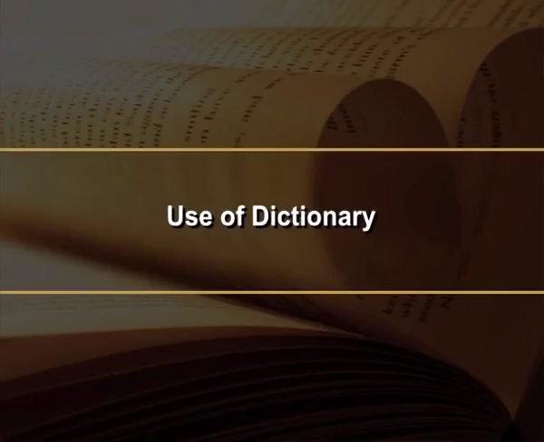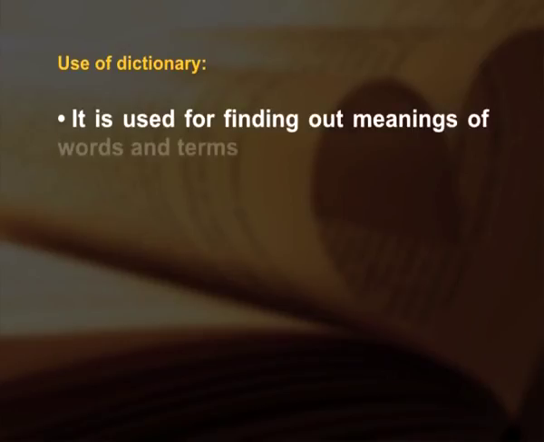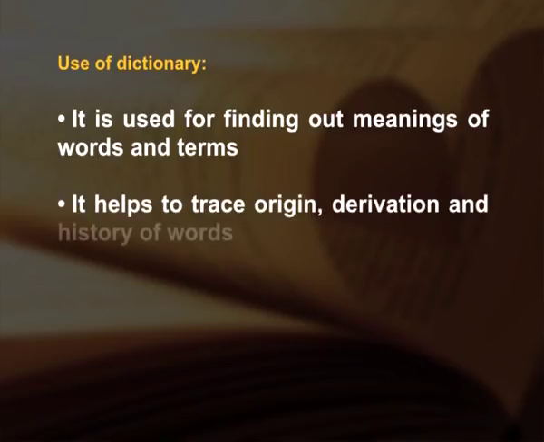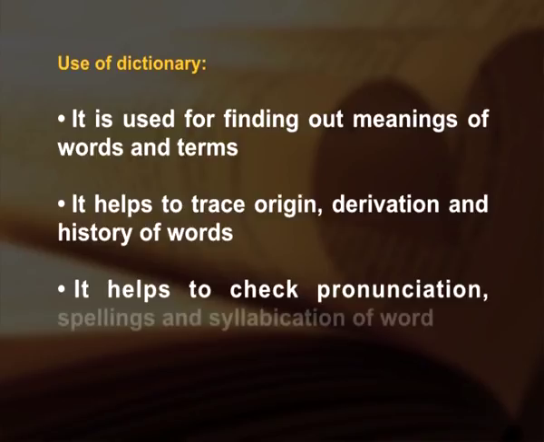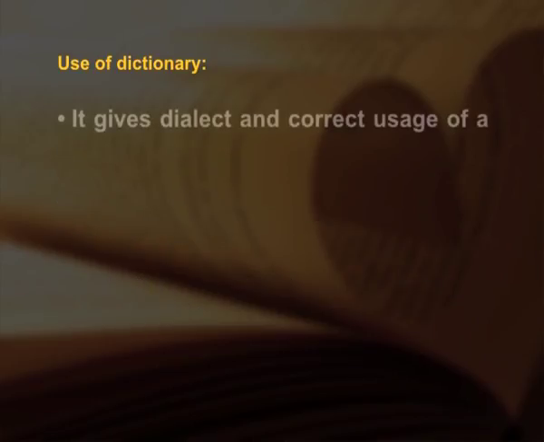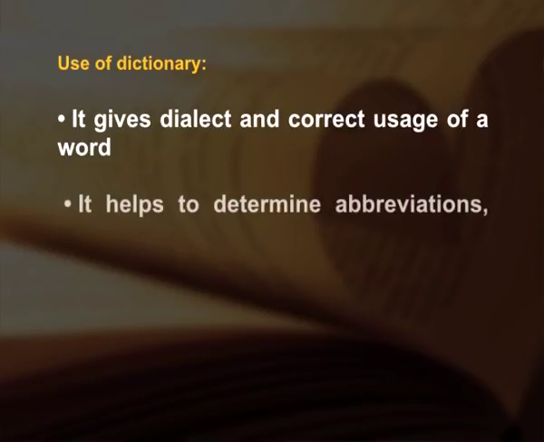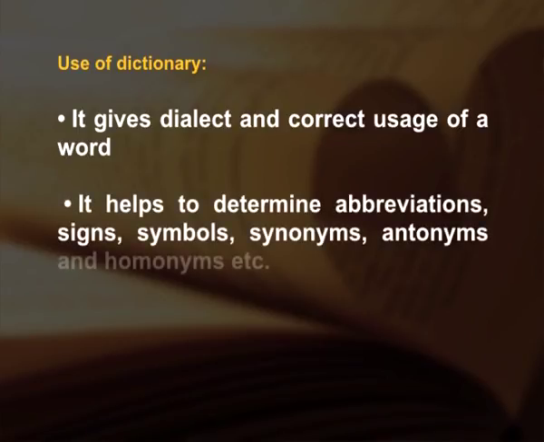Use of dictionary. It is used for finding out meanings of words and terms. It helps to trace the origin, derivation and history of words. It helps to check pronunciation, spellings and syllabication of words. It gives dialect and correct usage of a word. It also helps to determine abbreviations, signs, symbols, synonyms, antonyms and homonyms, etc.